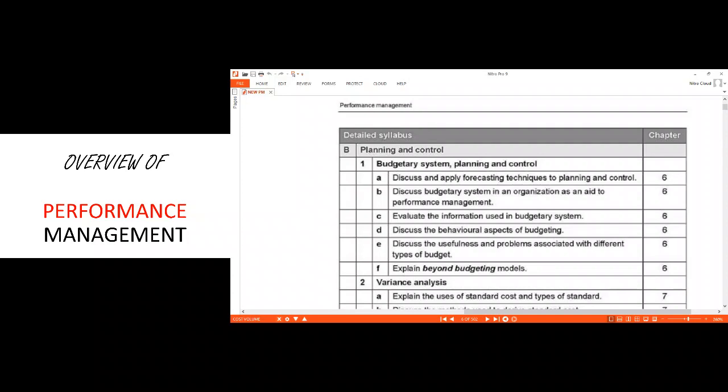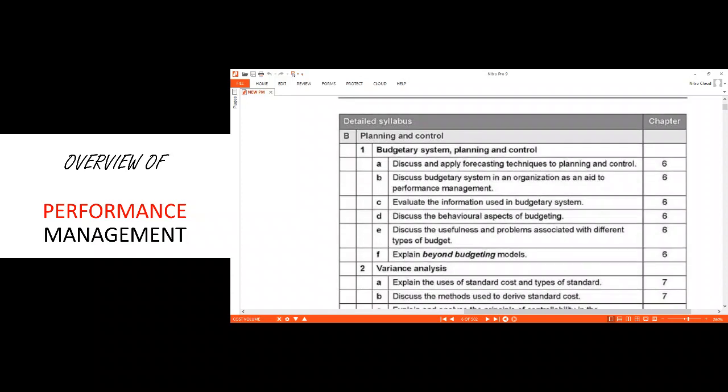Then we are going to discuss the behavioral aspects of budgeting. Then we'll move on to the usefulness and problems associated with different types of budgets. Different types of budgets, how can we apply them, where and when can we use them? We are going to learn. Then we are going to explain even beyond budgeting, like budgetary control will be dealt with.